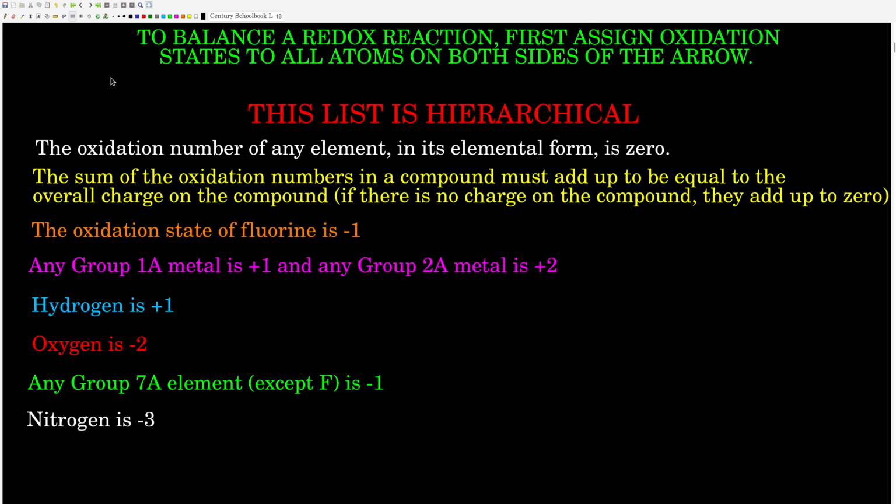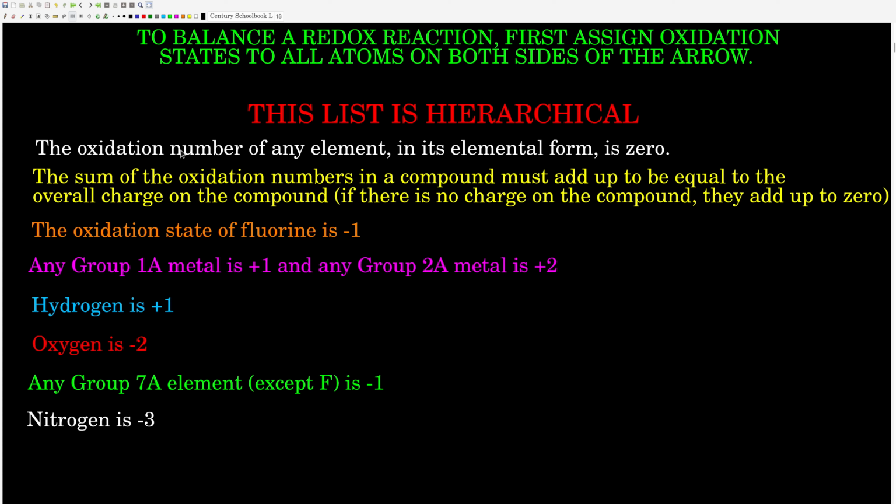Oxidation states is just a kind of a bookkeeping method for electrons. It lets us see where electrons are going to and where they're coming from. Sometimes oxidation states end up being the same number as a formal charge or the charge, but not always. So you shouldn't think of them as actual charges, just a bookkeeping method.